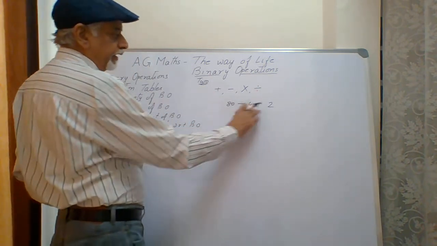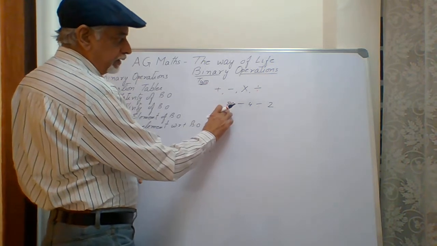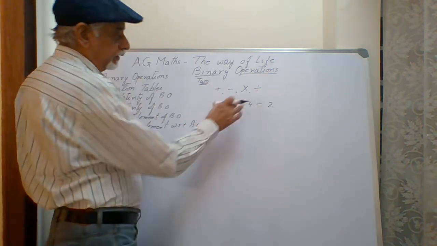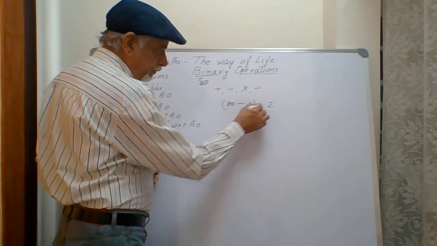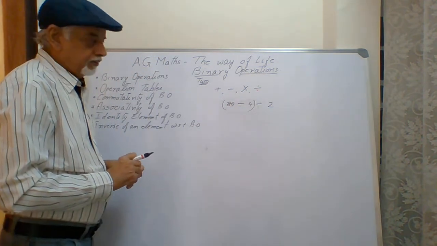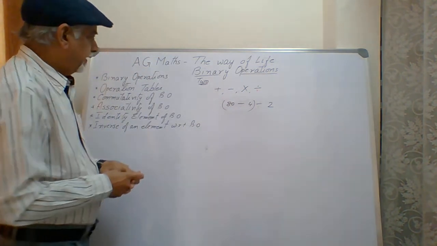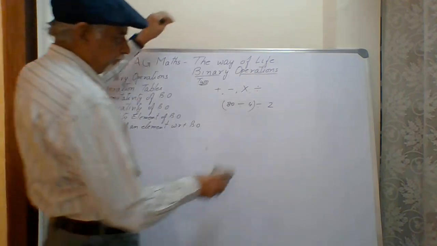The meaning of writing this problem is that the first element is to be divided by the second element, and the result of this will be divided by the third element. So this is the meaning of binary operations.